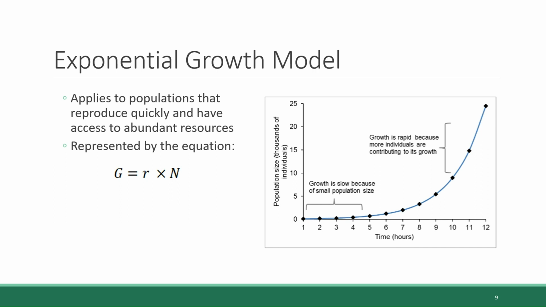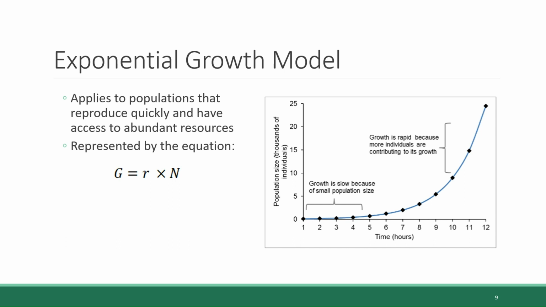We mentioned previously that N is used to represent population size. So what are G and R? Well, G is the growth rate, and R is called the per capita rate of increase. And this number represents the average contribution made by each individual towards the growth of a population. So for species that have a really large number of offspring, like rabbits for example, the value of R is quite large. For species that have a small number of offspring, like elephants, the value of R is quite low.